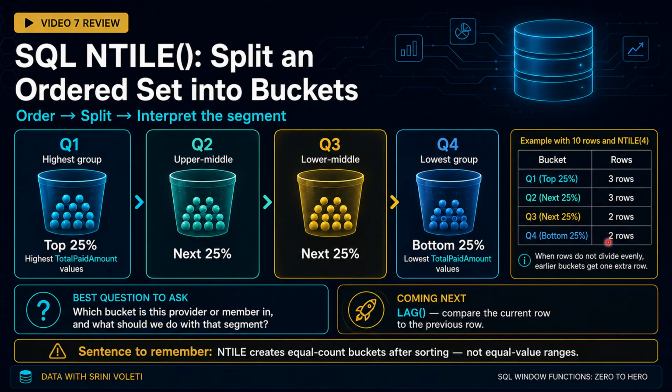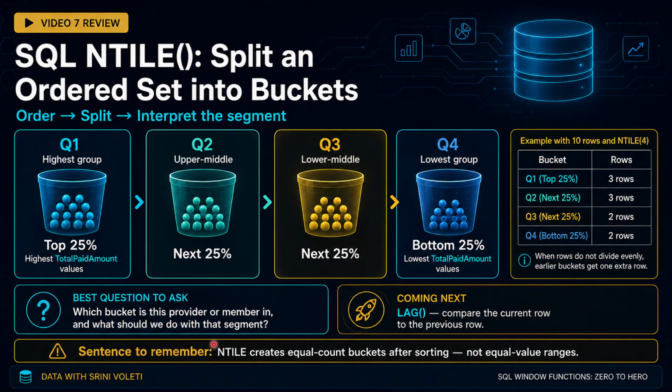The best question to ask after using ntile is not just which bucket did this row land in. The better question is which bucket is this provider or member in and what should we do with that segment. That's where this becomes useful in real analytics work. Provider cost quartiles, member risk segments, customer value groups, sales performance tiers, and many other cases where we need buckets instead of exact ranks. One final caution.